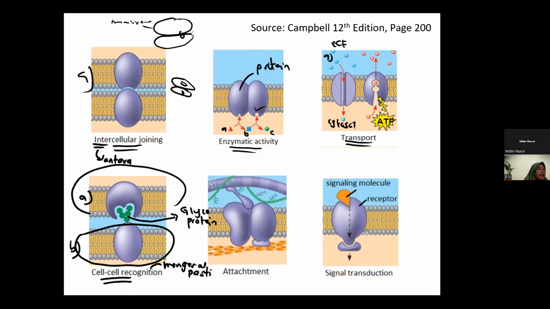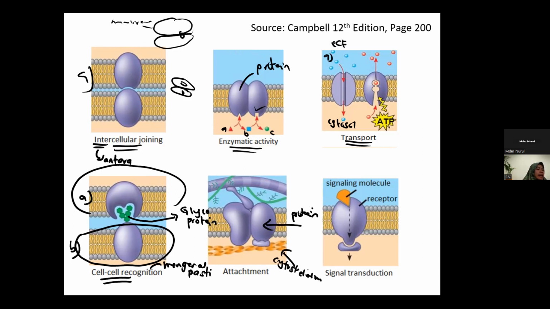Okay, sikit lagi lepas kita break. Some protein serve as attachment. So you can see this is protein and this is attachment. Ada bahan-bahan yang boleh attach kepada kita punya protein. Contoh macam ni lah, fiber ke ataupun kita panggil cytoskeleton. Tapi you tak belajar, tak apa. Untuk support structure membrane dan sebagainya.